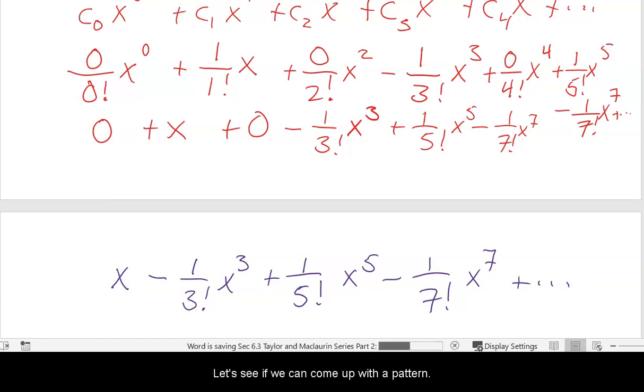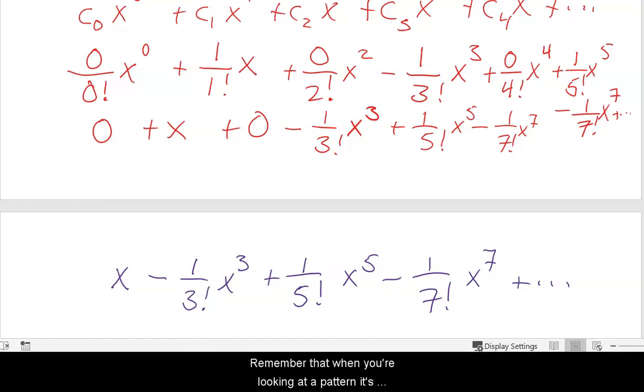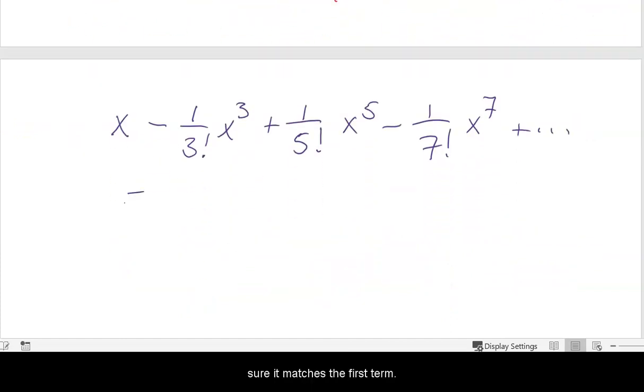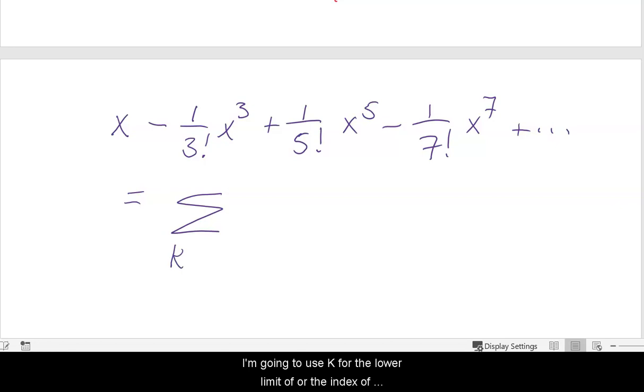Let's see if we can come up with a pattern. Remember that when you're looking at a pattern, it's typically the second, third, and fourth terms that are the most useful. Then you want to back up your pattern and make sure it matches the first term. We want to write this as an infinite sum. I'm going to use k for the index of summation, and it's going to go to infinity. You'll notice I've left a blank where the lower index of summation would be because I don't know what number to start with yet.